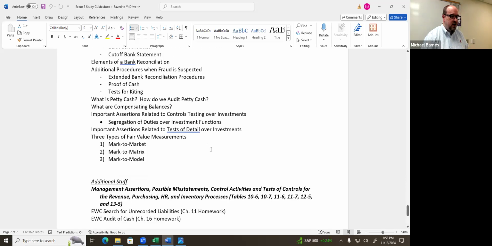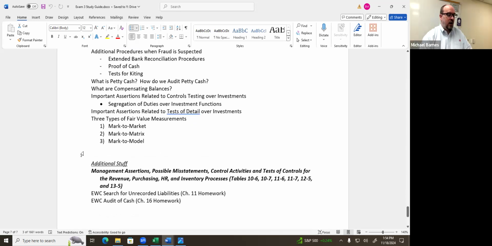And then make sure that you take a look at the segregation of duties over the investment function. We had a slide on that. This is one of those areas that with respect to equity and investments, that segregation of duties is still really important. So make sure you have an understanding of what segregation of duties represents in that area. If I do ask a question on that, it's likely to be like a multiple choice question or a small part of a problem, but it's possible that I will ask a question in that area.